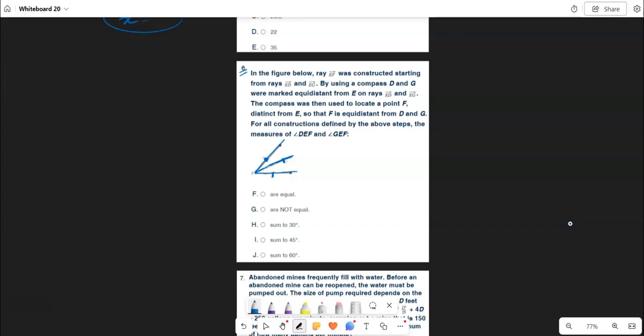So for all constructions defined by the above steps, what are the measures of angle DEF and angle GEF? Angle DEF means this angle, and angle GEF means this angle. From the steps of the construction, it is clear that this is the construction of an angle bisector. Angle bisector means the angles will be equal. So your first option is the right answer.